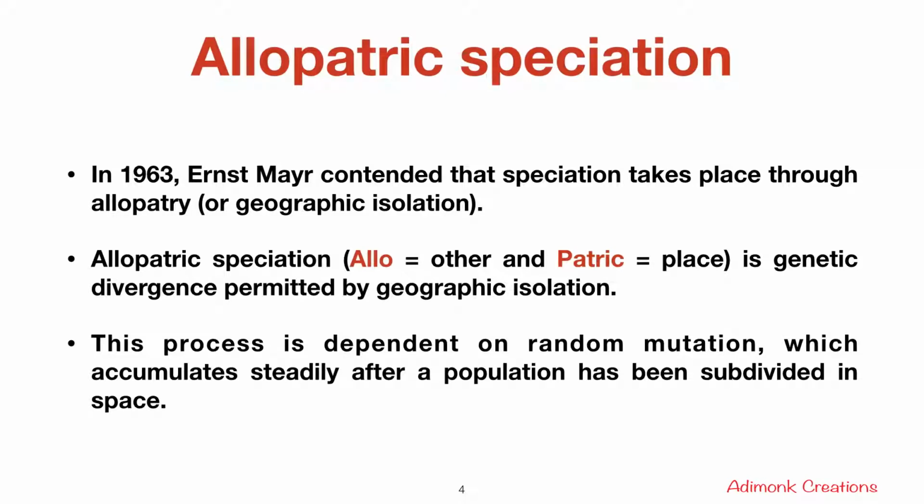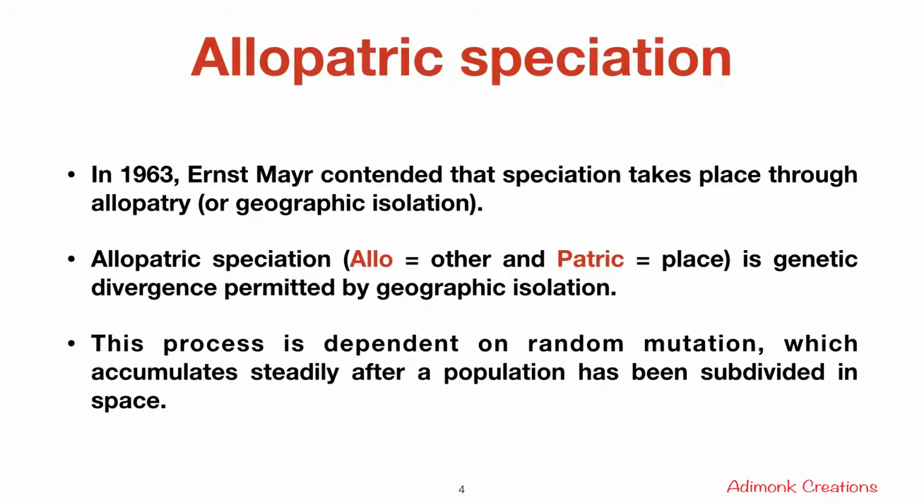In 1963, Ernest Mayr contended that speciation takes place through allopatry or geographic isolation. So allopatric speciation, the term means allo means other and patric means place. So other place or geographical differences. So allopatric speciation is a genetic divergence permitted by geographical isolation.